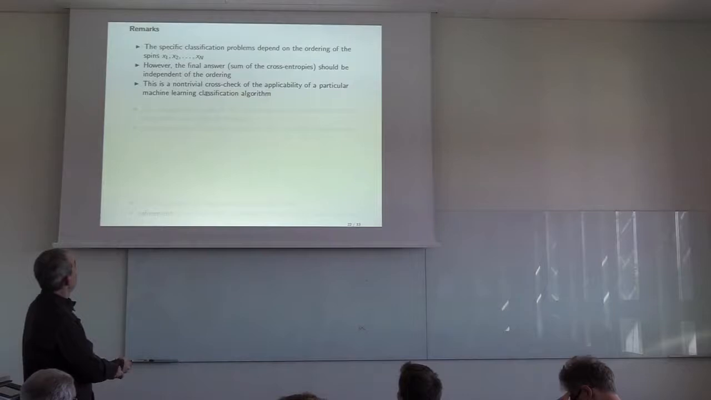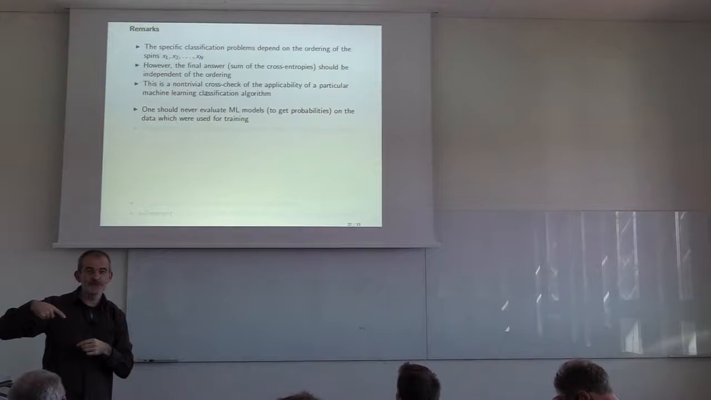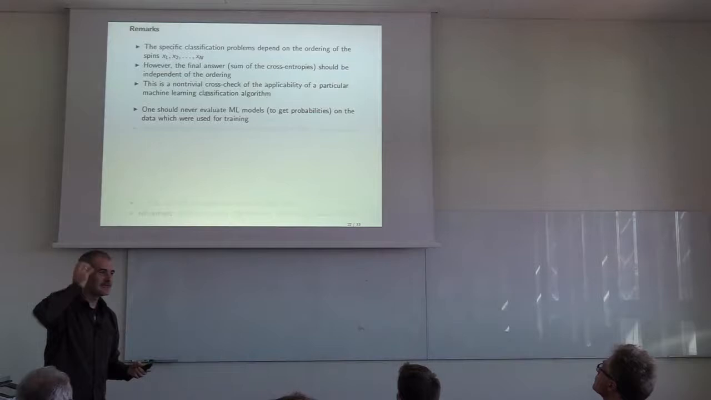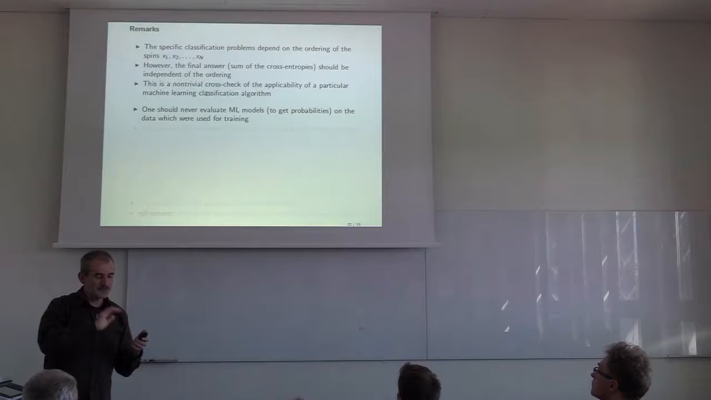Now, another important issue is that in machine learning, one should never evaluate models on the data which were used for training. The reason is that then our estimates of probabilities will be completely off. For example, if we had a stupid classifier which just remembers all the data we showed to it, and then we show those same data points again, we would get out probability 1, which is completely nonsense. So we have to take care of that.